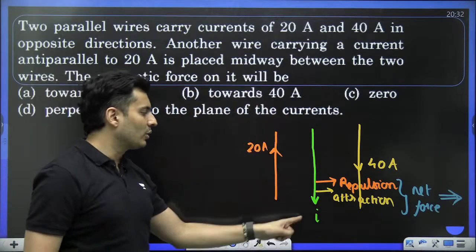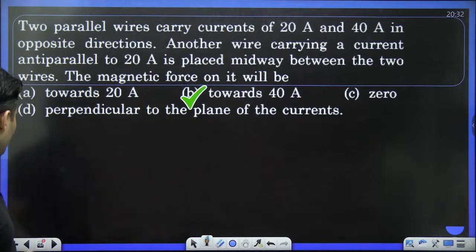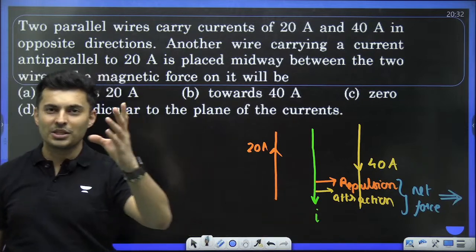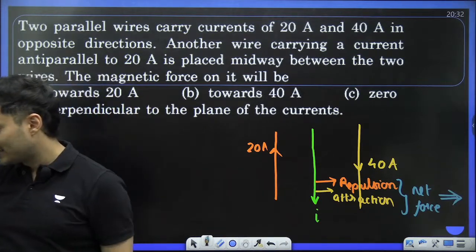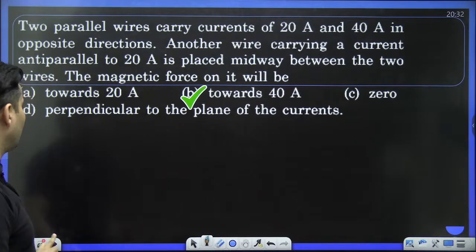So where will the net force on the current be? Towards the 40 amperes. That's the correct answer, which is option B. So very logical question. If you know the directions properly, you will get it. Very good. Let's go to the next question coming up on your screen.